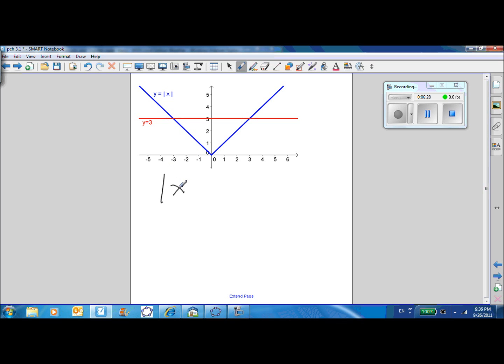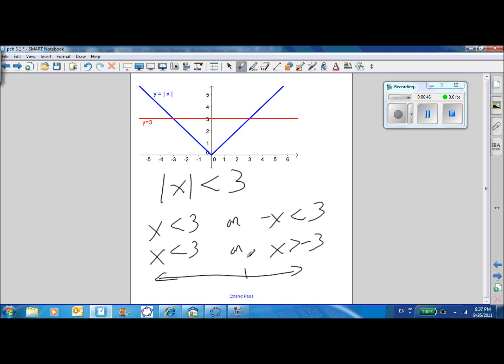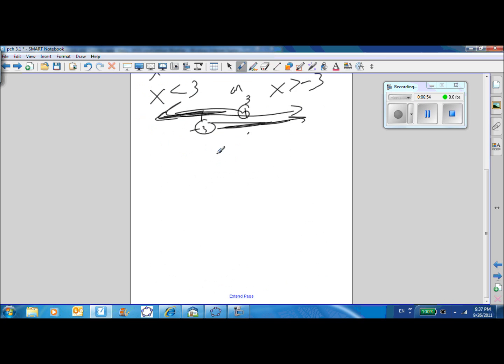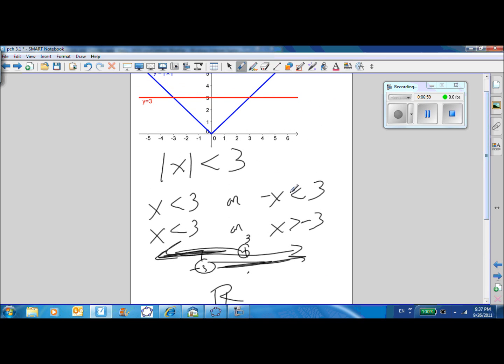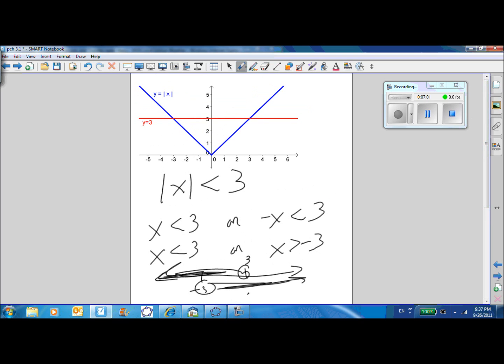Now, finally, absolute value of x is less than 3. Well, if we do it strictly by the definition, that means x is less than 3, or the opposite of x is less than 3, so x is greater than negative 3. Now that seems odd because that means all the points to the left of 3 united with all the points to the right of negative 3, and it looks like you'll get all reals for a solution. But we know that's wrong. So did something go wrong with the definition? No, we just didn't look at the fine print.